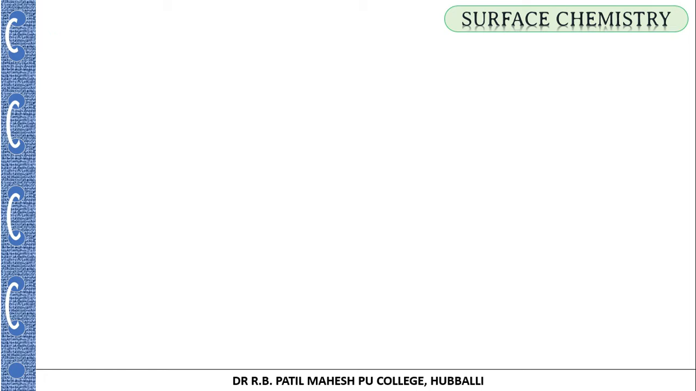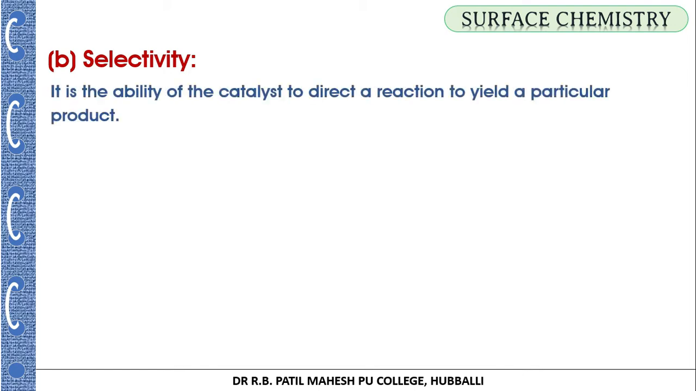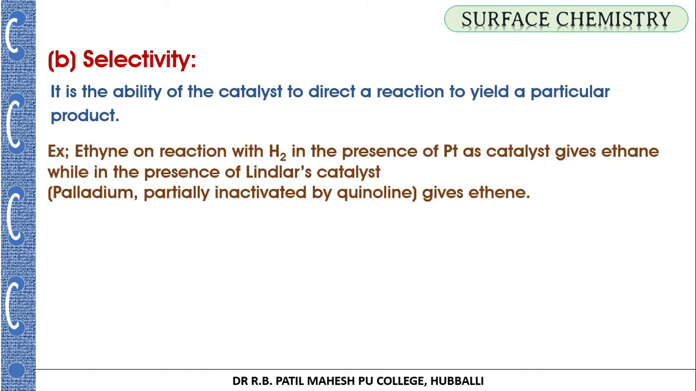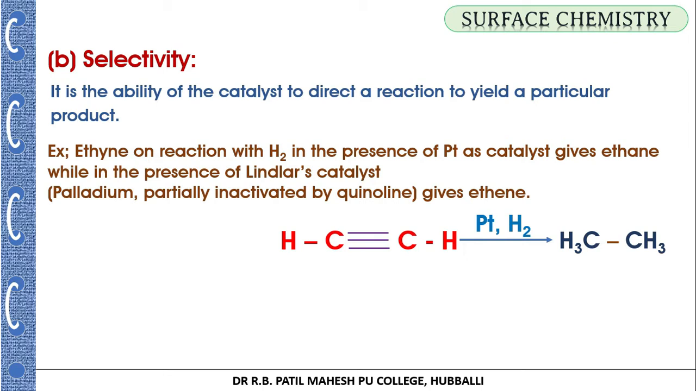The second term that we are going to study is selectivity. Selectivity means the ability of the catalyst to direct a reaction to give a particular product. So let us understand this with an example. Let us take the ethyne molecule, students. In the presence of platinum as a catalyst, it undergoes reduction, nothing but hydrogenation, nothing but addition of hydrogen completely, and thereby forms ethane as the final product.